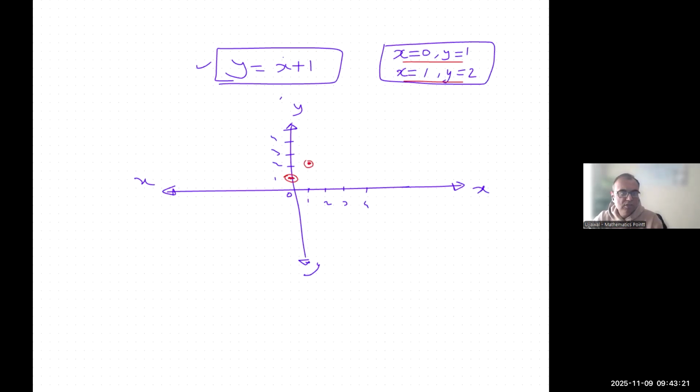If we join the dots, not a perfect connection, sorry about that. You see here, I can extend this. I got a straight line.